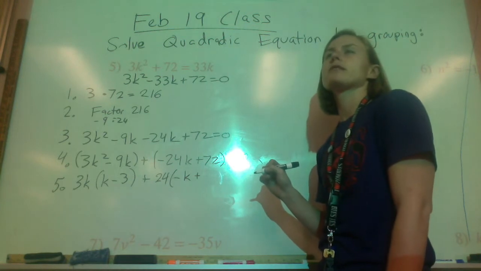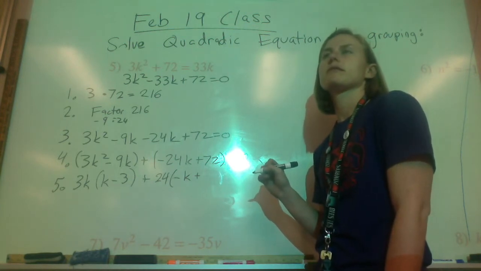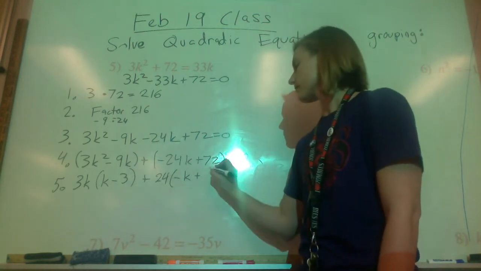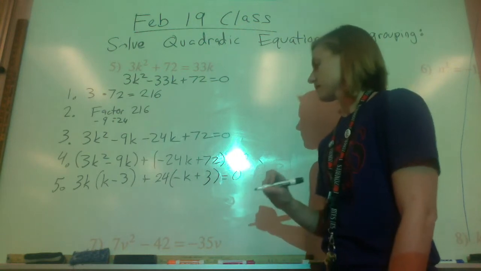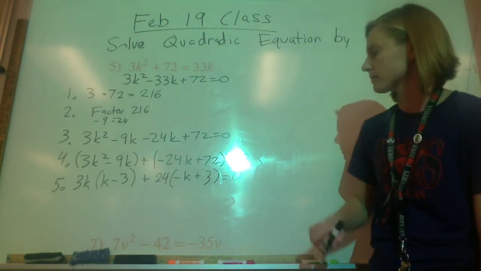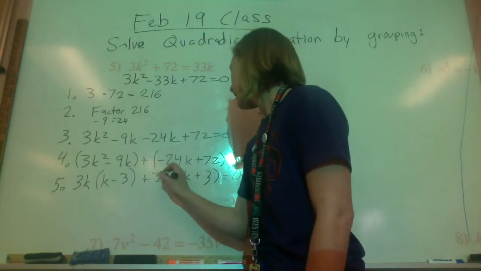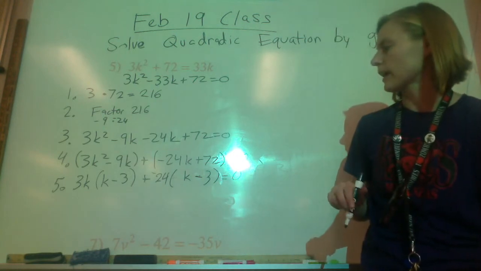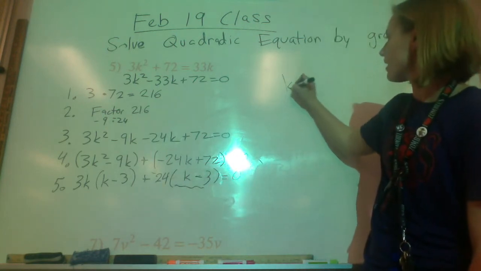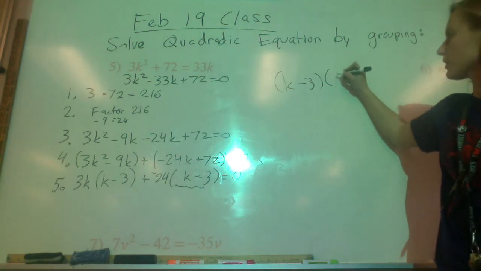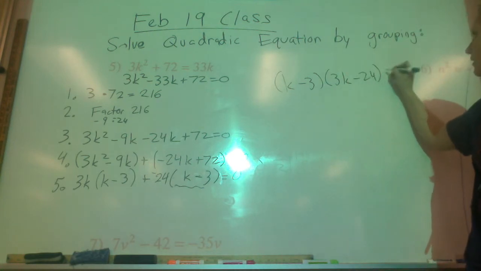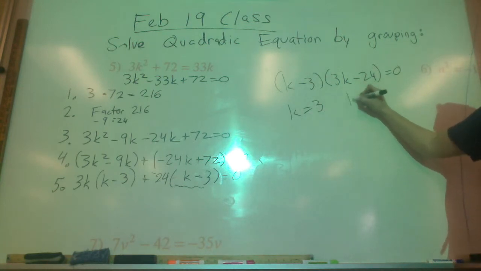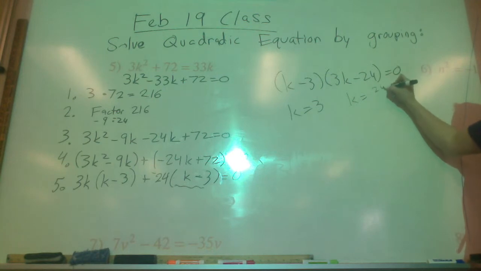72 divided by 24. Is it 3? 3. Yeah, 3. Okay. Oh, here's a trick. We need to take out a negative and change these guys. Okay, so your common is the k minus 3, and then what's left over is a 3k minus 24. So obviously one of the answers is going to be 3. The other answer is going to be 24 over 3.